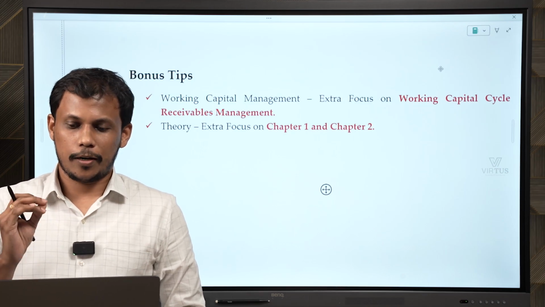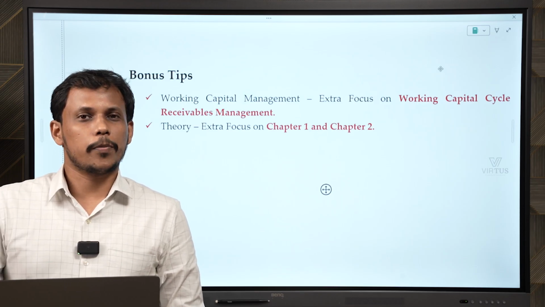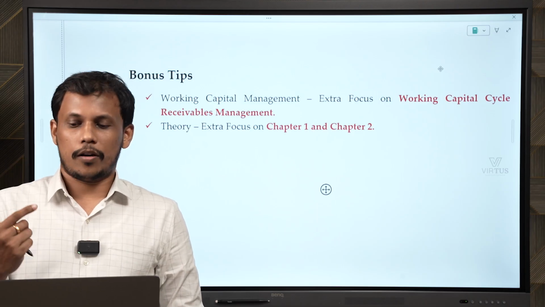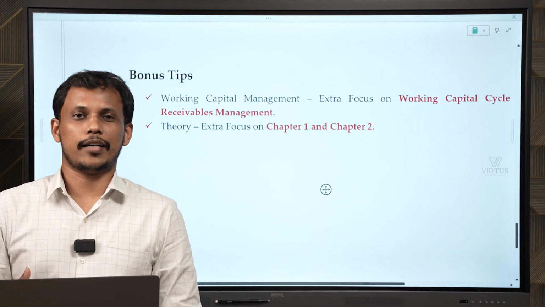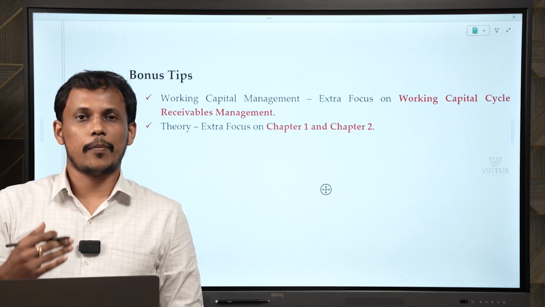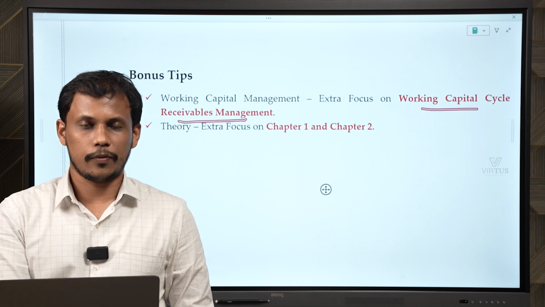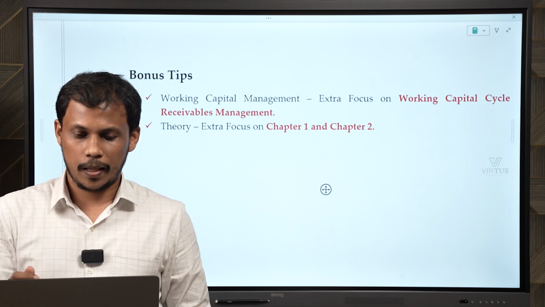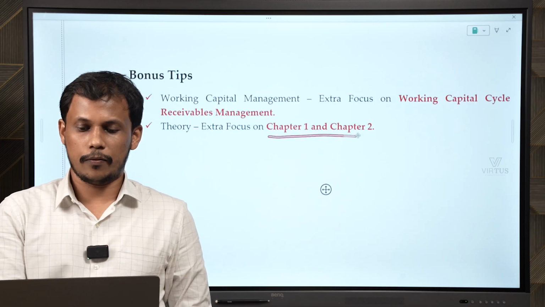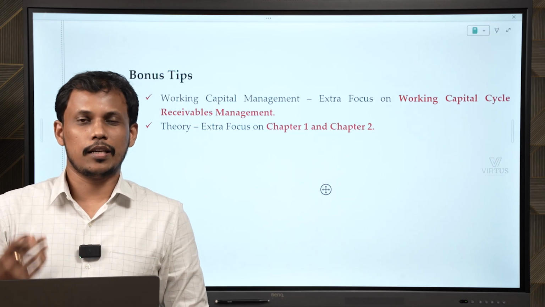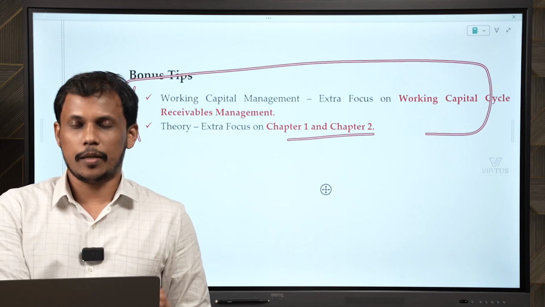Last but not the least, I would like to share 2 bonus tips. One, when you are learning working capital management, we know that a lot of subtopics are there. Primary focus should be given to working capital cycle as well as receivables management. Why? Because in most attempts these 2 areas have been repeatedly asked. So when you start working capital management, you should prioritize these 2 topics, and then go for other areas like inventory. Then one more bonus tip. When you learn the theory, extra focus should be given to chapter 1 and chapter 2, because in most attempts questions have been repeatedly asked from them. So keep these things in mind.